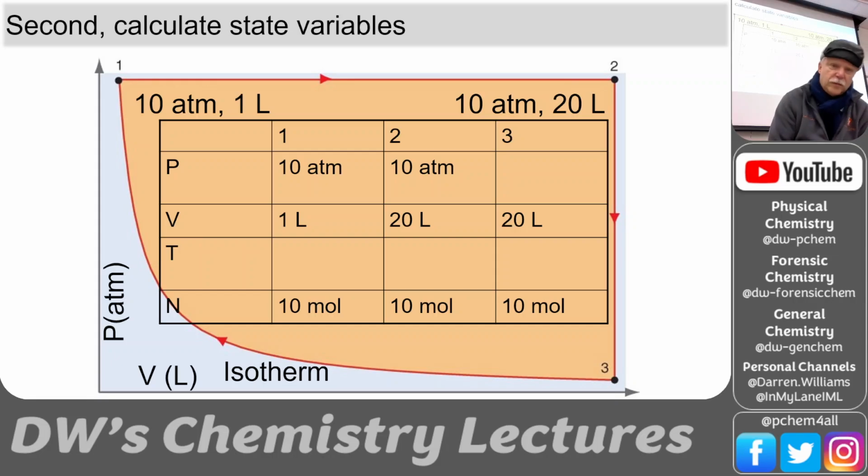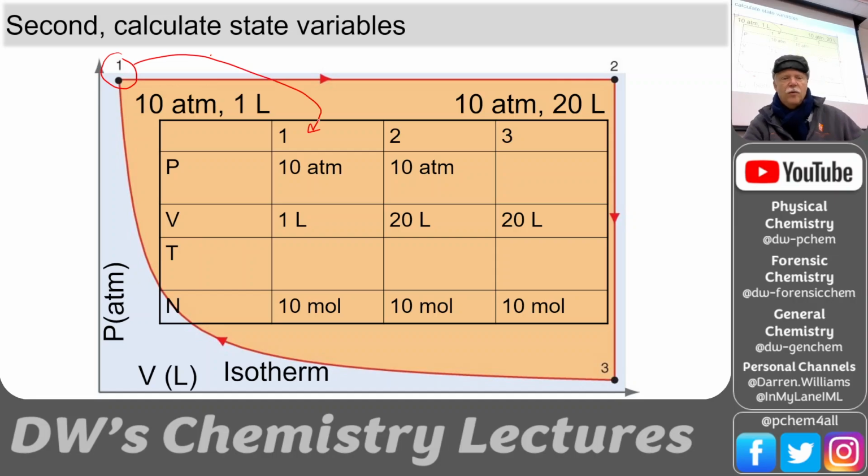You've got these points right here, and every one of these points is going to have a set of state variables associated with it. So at point number 1 right here, we've got 10 atmospheres. This is just given in the problem, but I'll go ahead and put it on here. 10, and then we'll have to calculate the temperature. 1 liter of gas, and then 10 moles of gas.